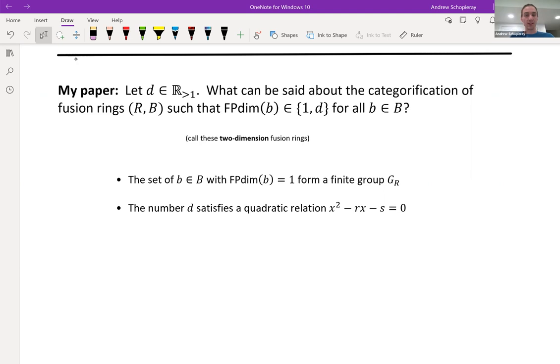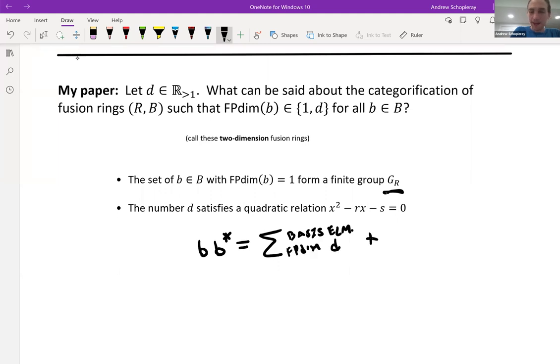So this G_r is an important piece of data, a subgroup of this fusion ring. The other important piece of information is that this number D can't be incredibly complicated. Since this Frobenius-Perron dimension is multiplicative and additive, if I take any one of my basis elements and multiply it by its dual, it has to decompose into basis elements from our basis, which all have dimension D or 1. So I'm going to get a big sum of basis elements of Frobenius-Perron dimension D, and some big sum of basis elements of Frobenius-Perron dimension 1.